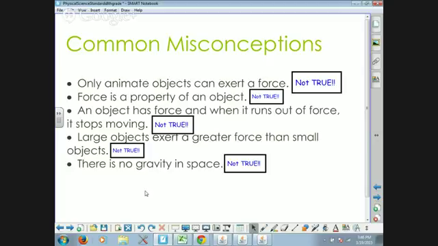Another misconception, large objects exert a greater force than small objects. No, it's all based off of mass. So a large object could be very light and a small object could be very heavy. So size, in this case, does not affect that. The only thing I could say to that is if it had anything to do with the distance between the two, but let's just leave it at it does not matter on the size. And then finally, there is no gravity in space. Well, I think we realize that if there was no gravity in space, we would be spinning out into the planets, and that would be no bueno. So anyways, those are some common misconceptions.